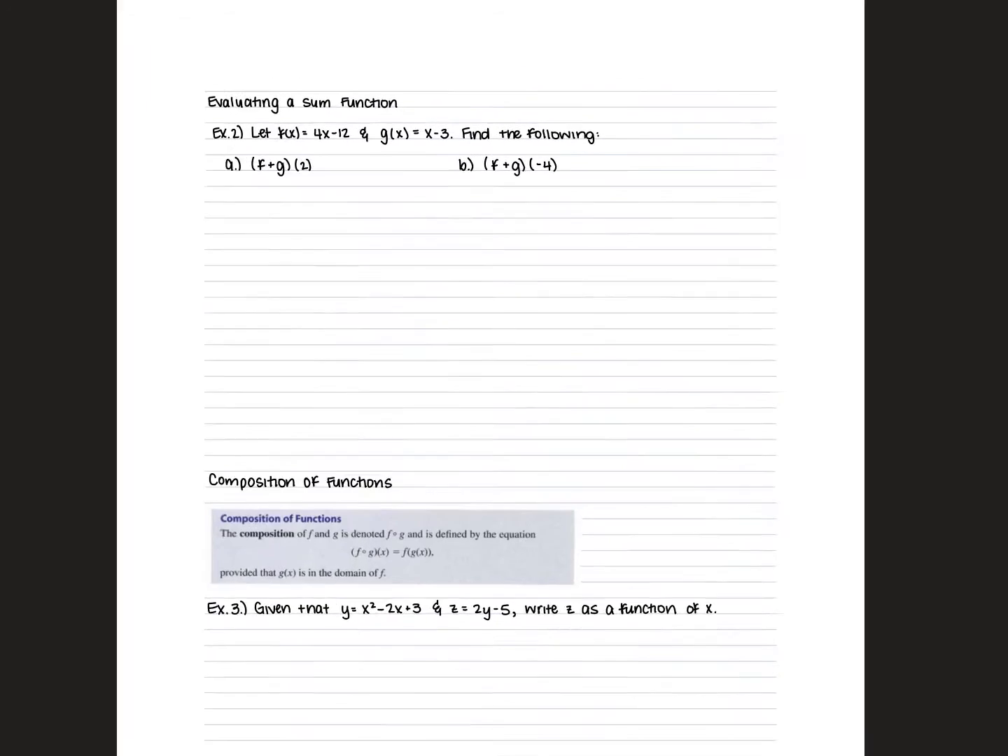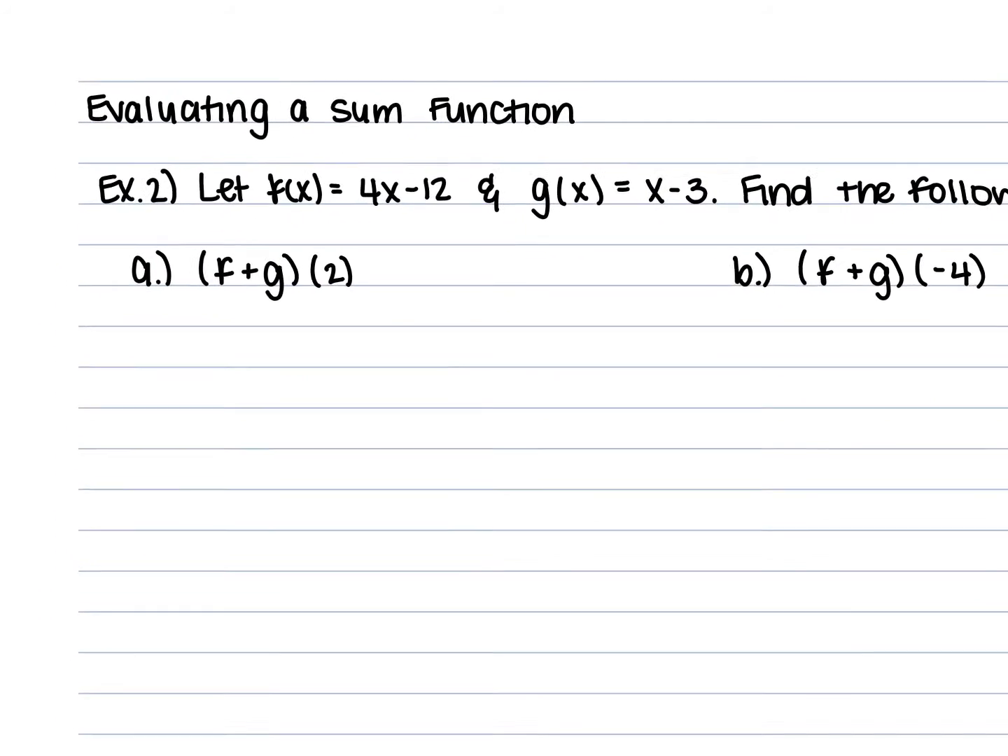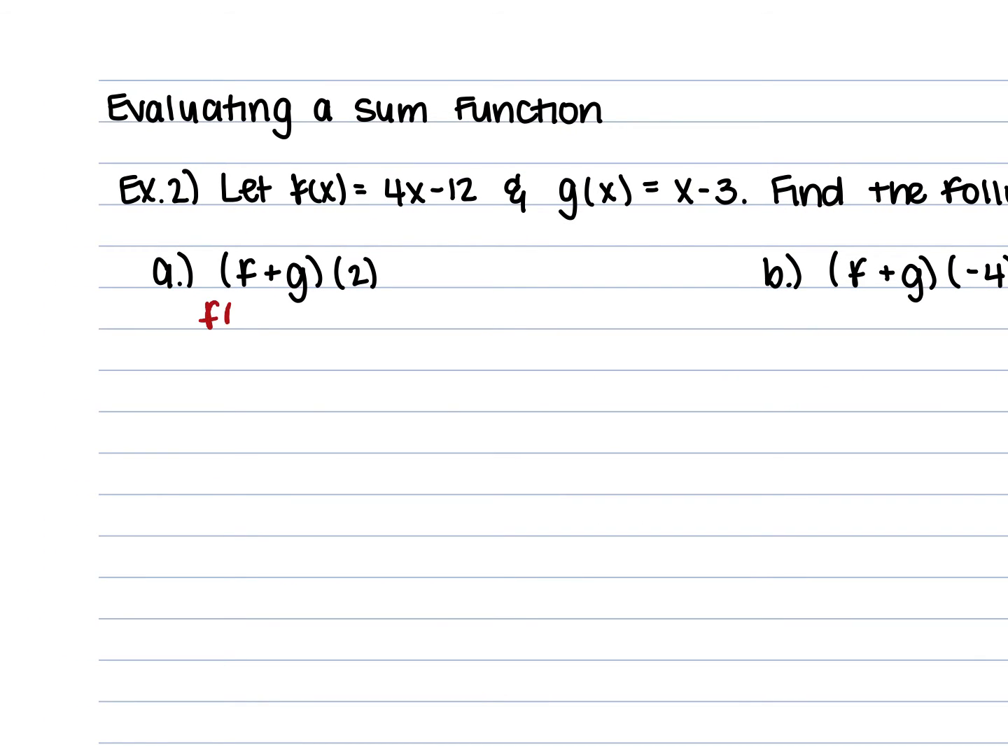For our next set of examples, we're still going to be using f of x as 4x minus 12 and g of x as x minus 3. The only difference now is we're replacing wherever the x is with an actual number and simplifying. So for example 2a, we have f plus g of 2. This just means that we're going to take f of 2 plus g of 2. So f of 2, we're just going to take the f of x and plug in 2 wherever we see an x.